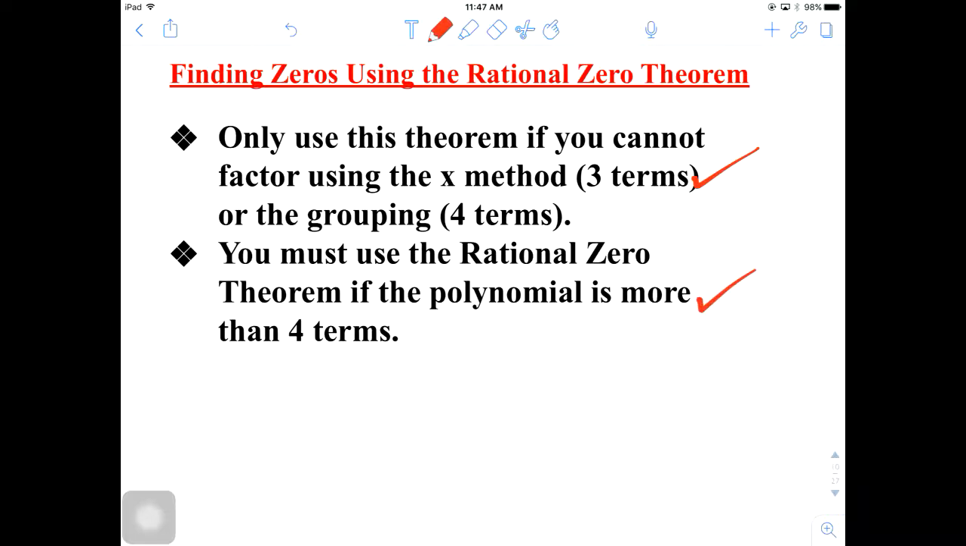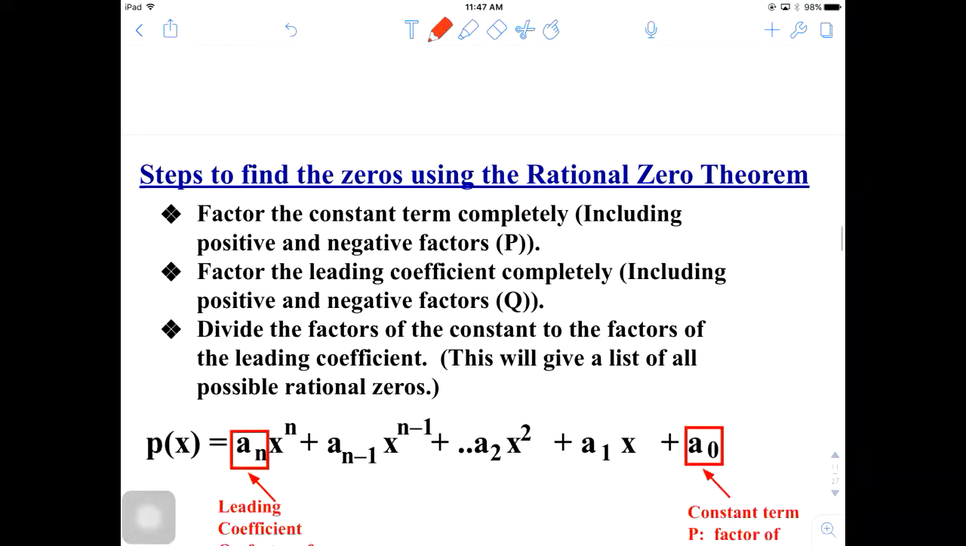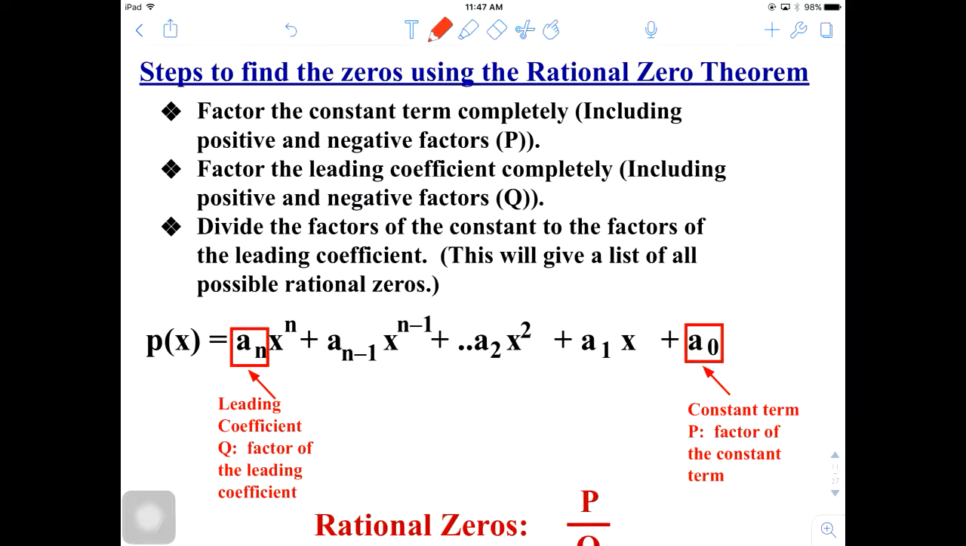And then also, obviously, if you have more than 4 terms, you cannot factor it anyhow, so you have to use this method. If you have more than 4 terms, automatically it prompts for this method. And I usually call this the PQ method. So these are the steps to finding the zeros using the rational zero theorem. And I will walk you through it using various examples after I clarify.